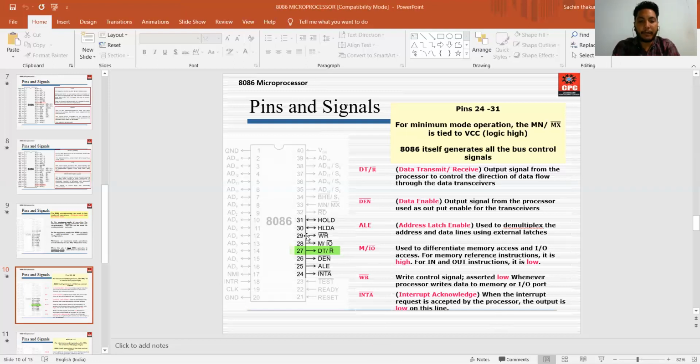Now the next pin is pin number 29, that is your WR. WR means write control signal. WR stands for write.